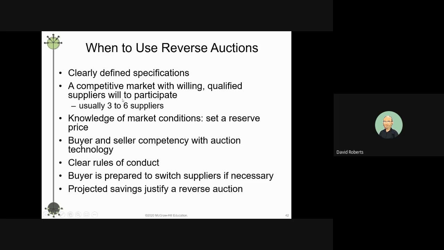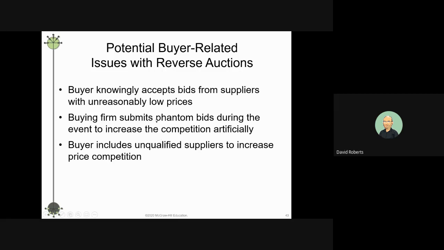So in this particular case, you have reverse auctions. You have qualified suppliers. Usually you keep it very limited. They know how to set the price, and you have clear rules of conduct. So here's some limitations of it. You can get unqualified suppliers. This is, again, part of what we've already talked about in the course. Or phantom bids from companies that really don't exist.